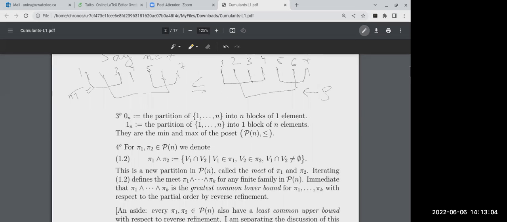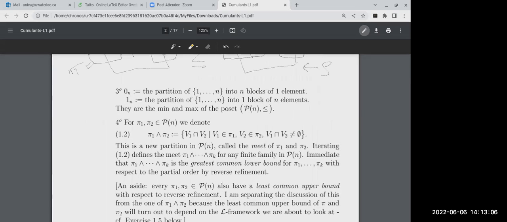The minimal element with respect to it is the partition into n singletons. The maximal element is the partition into one block. It is customary to call them 0_n and 1_n.